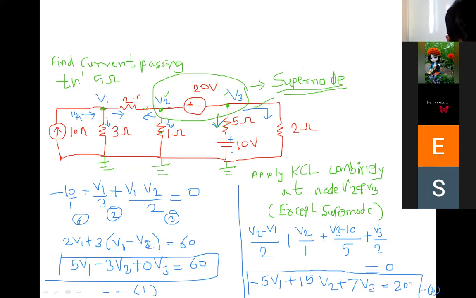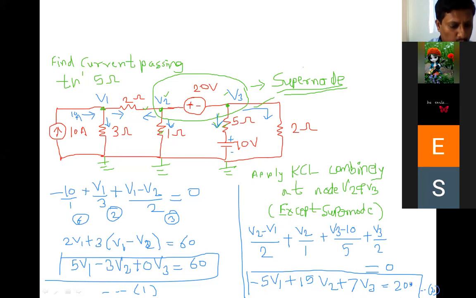This will be the second equation. Minus 5v1 plus 15v2 plus 7v3 is equal to 20. Here nothing is there, so 20. So in the first equation, v3 is missing. That's why 0 into v3. In the second equation, everything is present. v1 is there, v2 is there, v3 is there. So that's why all three variables we can get.